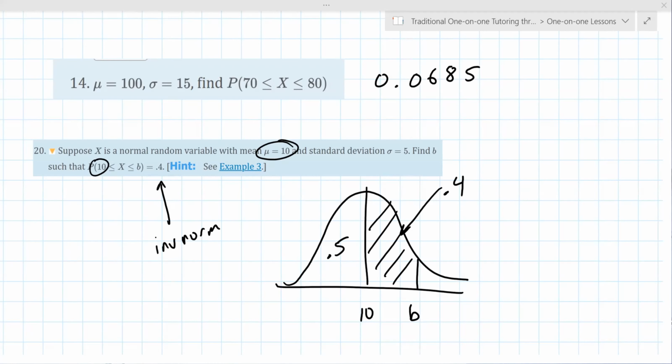All right, so we want 0.9 there, and mean of 10, standard deviation of 5. I get 16.41. Yeah, that seems reasonable. Okay, great.